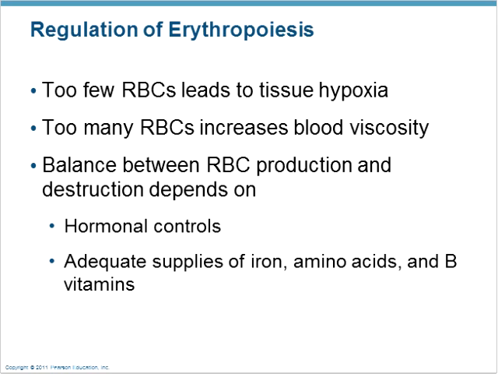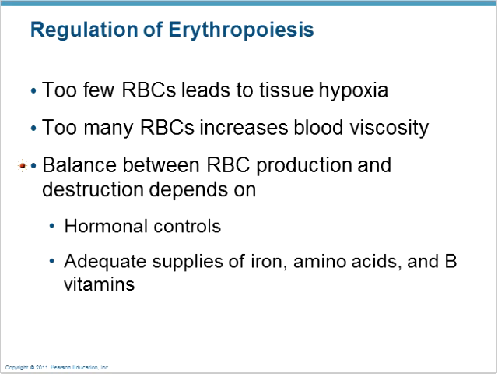Too few red blood cells lead to tissue hypoxia because there are not enough red blood cells to carry the oxygen to the tissue. Too many red blood cells increases the blood viscosity and also causes hypoxia. The reason is that the red blood cells get sludged up and can't really move the oxygen down to the tissues. So there has to be a balance between red blood cell production and the destruction of the red blood cells.